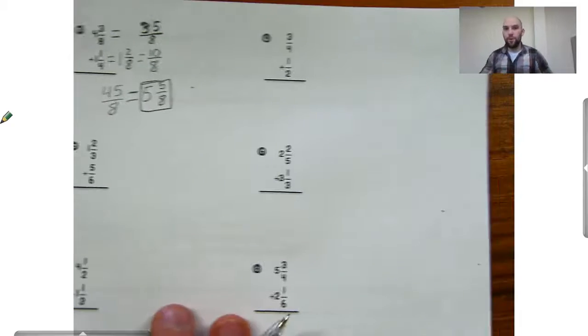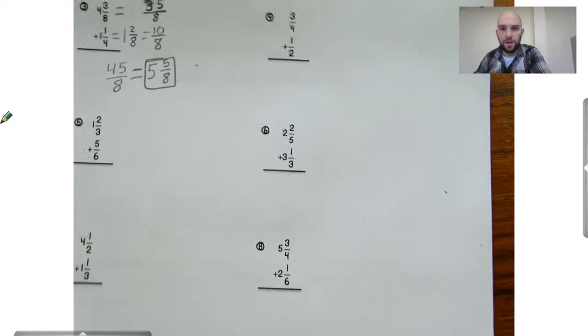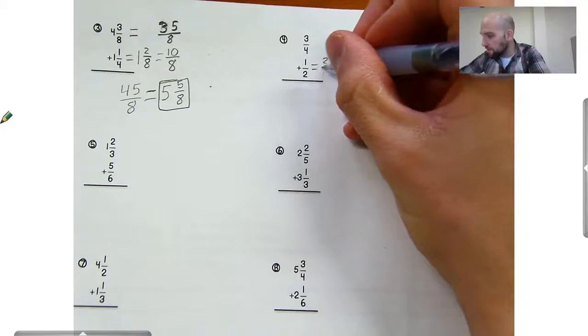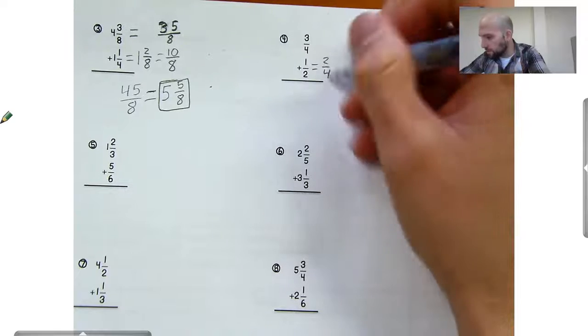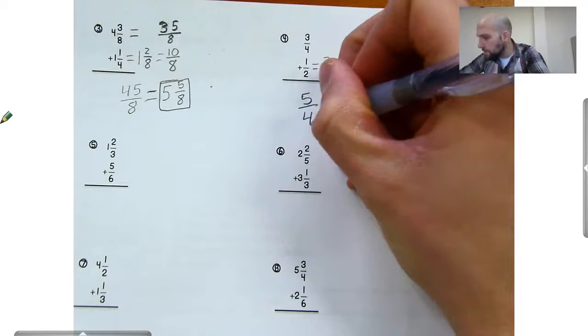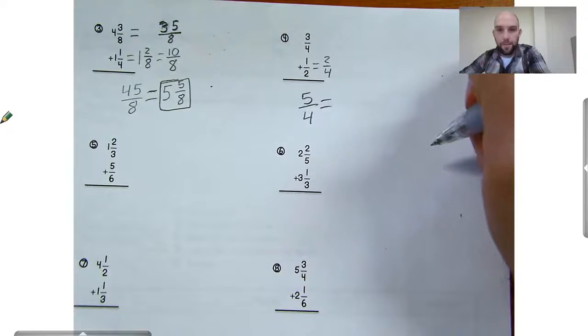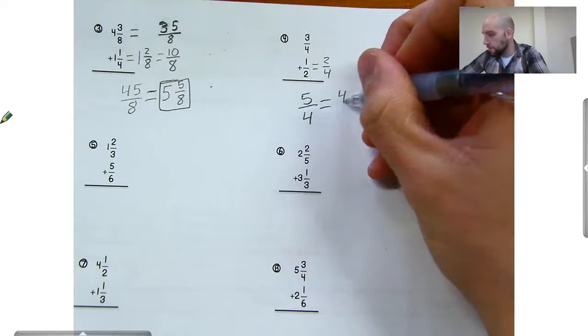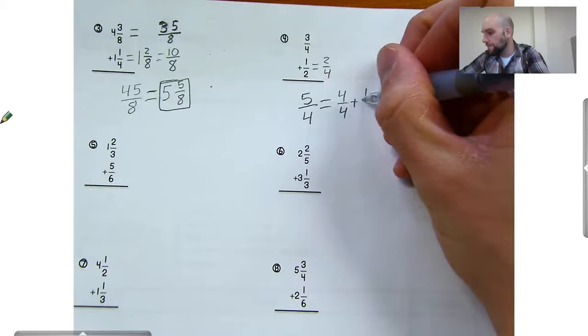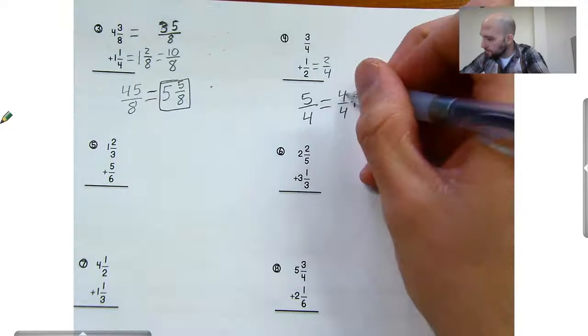So we'll do number 4 here. It says 3/4 plus 1/2. 1/2 is the same as 2/4. So we have 2/4 plus 3/4. That'll give us 5/4. Well, that's an improper fraction, so we need to make that 4/4 plus 1/4, which will give us 1 1/4, because 4/4 is the same as 1.